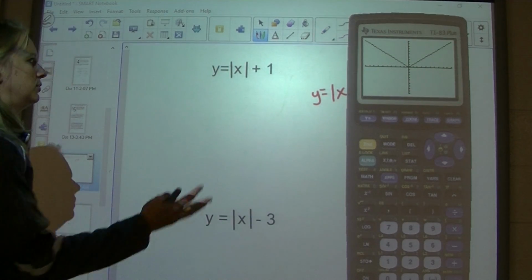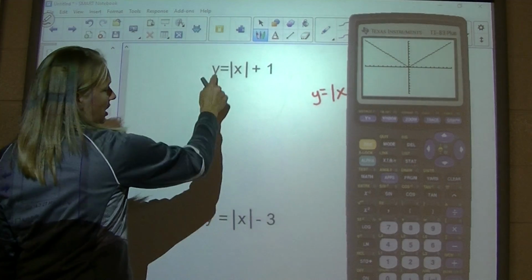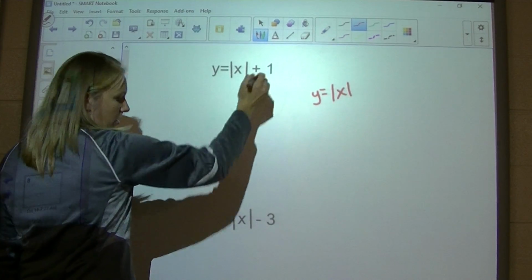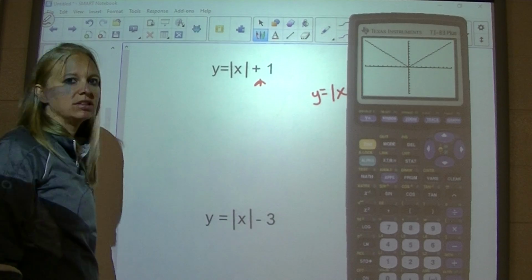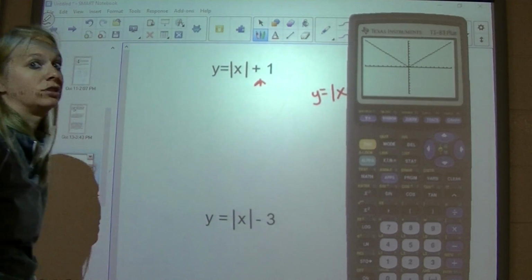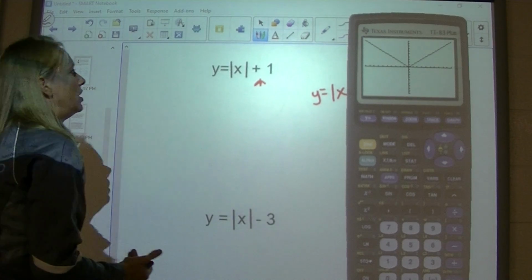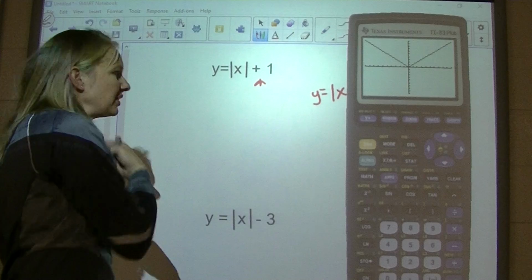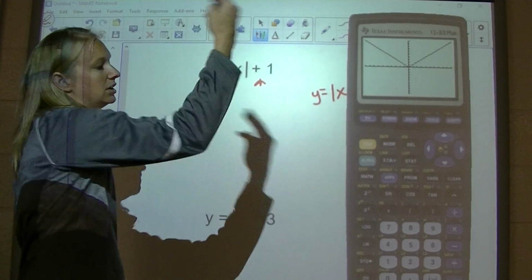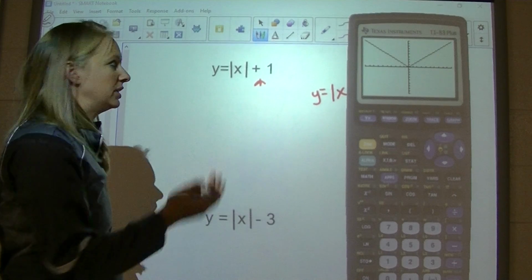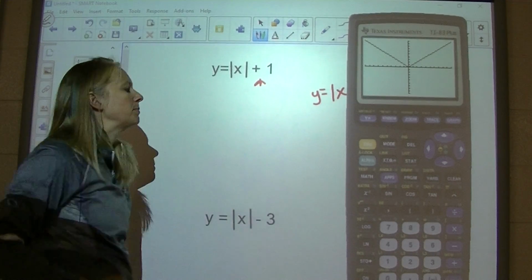So basically what this is telling you to do is you take your absolute value of x and you translate it up 1 unit. So basically this whole graph would shift up 1. To describe that translation, it's translated up 1 unit. Basically what happens is each y value is increasing by 1 for every x value from your parent function.